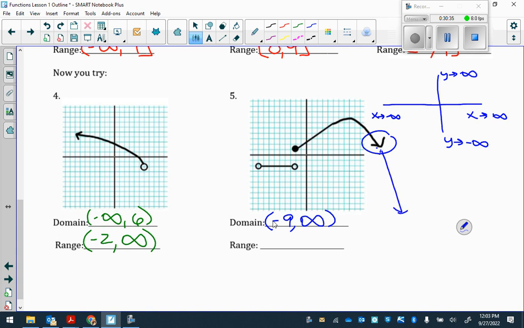Arrow keeps going, right? Okay. We keep going. All right. So what's the lowest y value being used? Negative infinity. Okay. If we take that arrow all the way up, what's the highest y value being used? 1, 2, 3, 4, 5, 6, 7. 7.